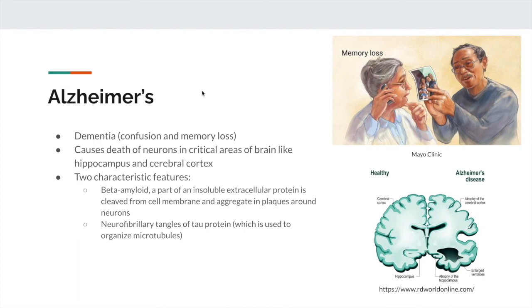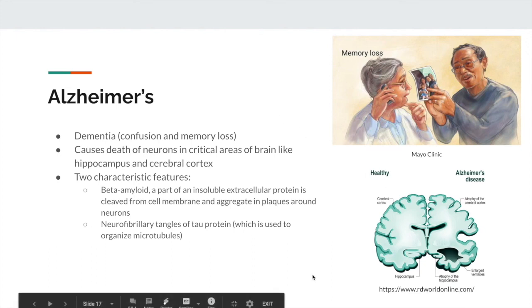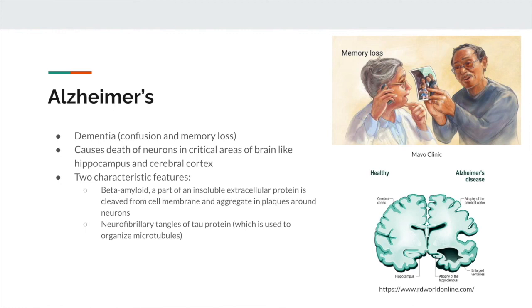If you don't already know, Alzheimer's is basically a disease that mostly affects older people, and it leads to dementia, which is basically increased levels of confusion and memory loss. And so, unfortunately, people who are affected by dementia often have a hard time remembering where they live, who their family members are, and it's pretty devastating. And so, this disease actually causes the death of neurons in areas of the brain like the hippocampus, and different parts of the cerebral cortex, and other parts as well.